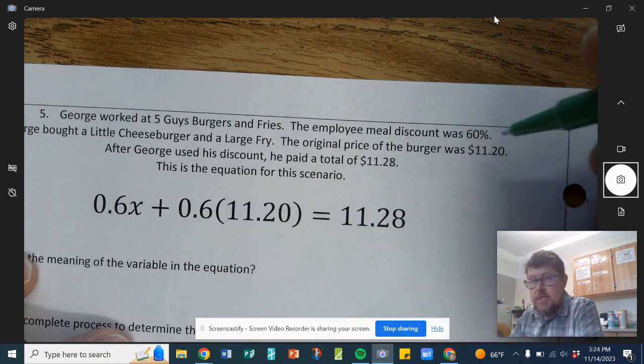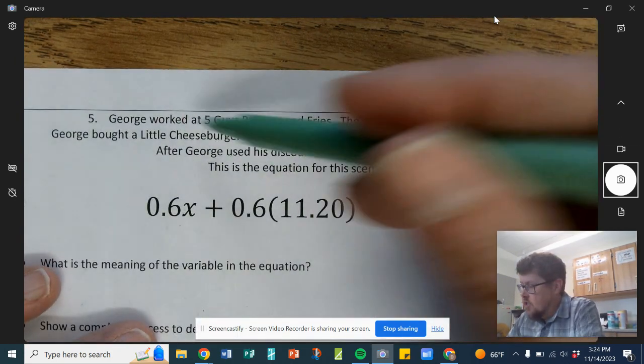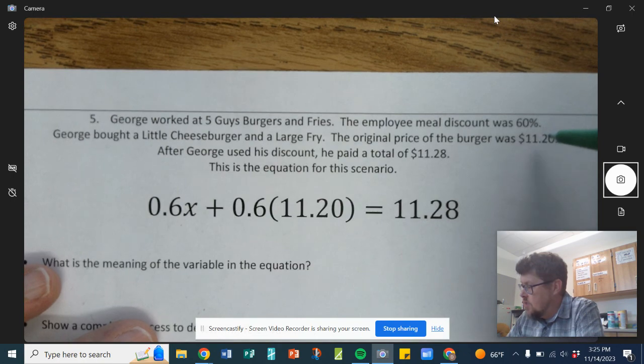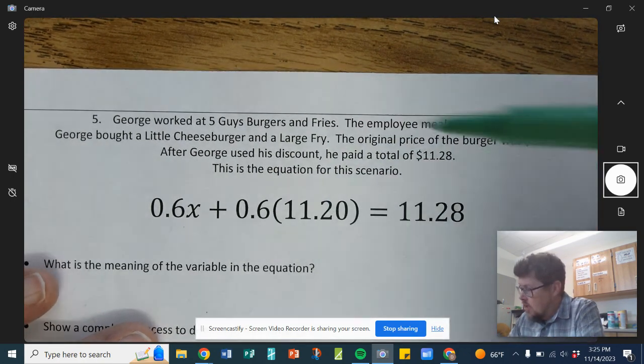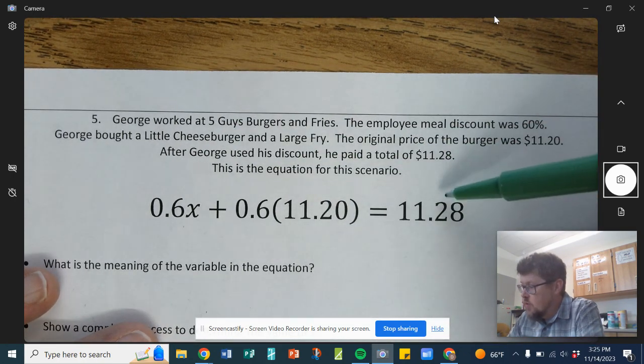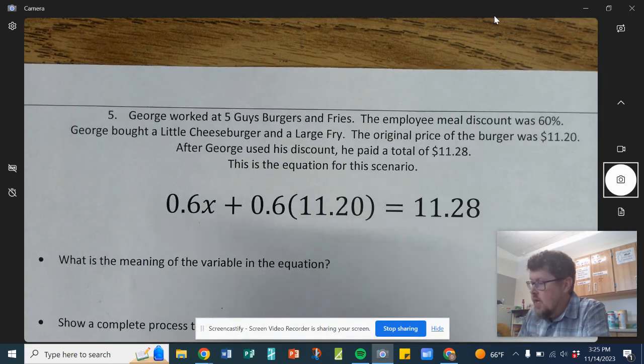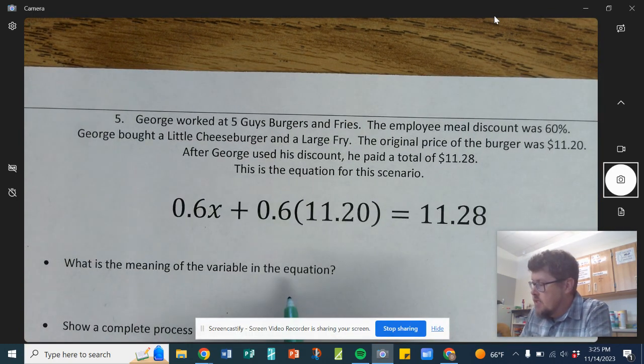Five Guys Burgers and Fries. Employee discount 60%. He got a little cheeseburger and a large fry. The original price of the cheeseburger was $11.20. After George uses his discount, he paid a total of $11.28. This is the equation for that scenario. So we're going to figure out what the meaning of the variable is.